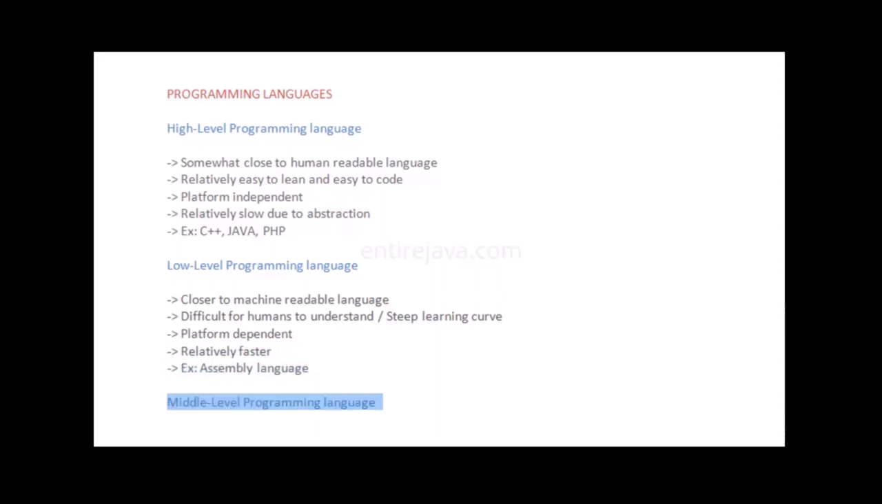And middle-level language lies in between high-level language and low-level language and is neither close to human nor computer. They stay in between the two. A good example would be C language. Although you can write code which is somewhat closer to human-readable language, you can also access memory using pointers, or you can even write assembly-level code using C. You must be glad that Java is considered as a high-level language, though.